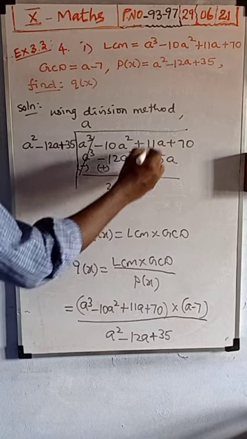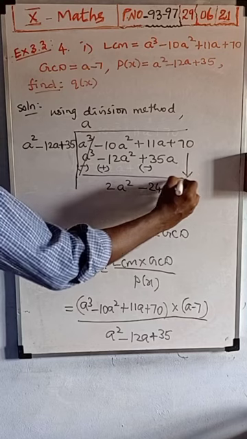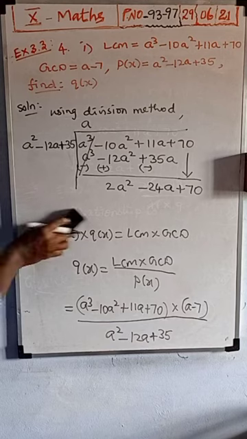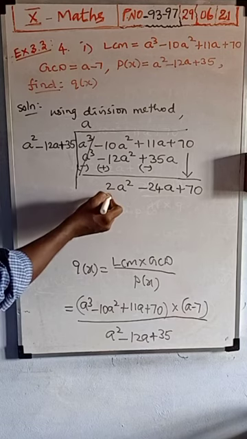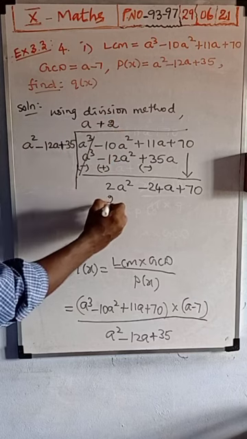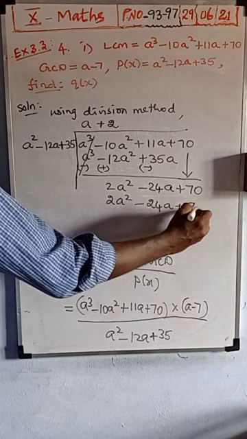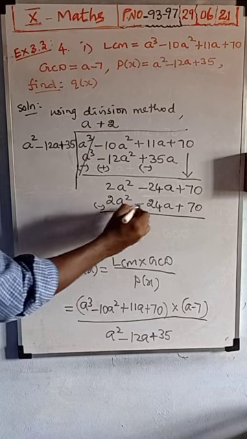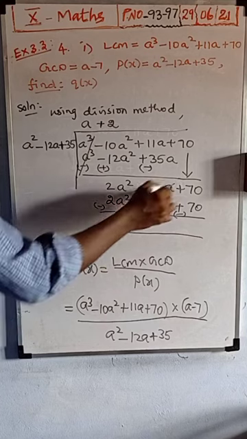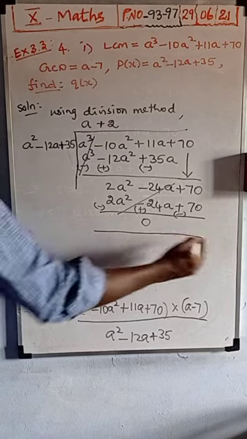Here minus 35 plus 11a goes to minus 24a, then plus 70 we bring down. Now the next step: you see 2a squared here, but only a squared is there, so you should multiply with 2 plus 2. So 2 into a squared is 2a squared, minus 2 twelves are 24a, plus 2 into 35 is 70. Minus changes into plus, and plus changes into minus, so all terms get cancelled. Therefore the remainder we received is 0.